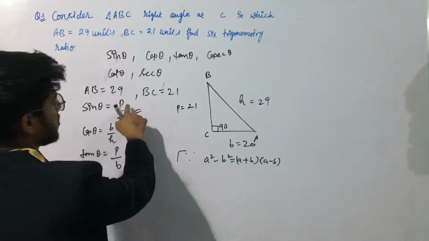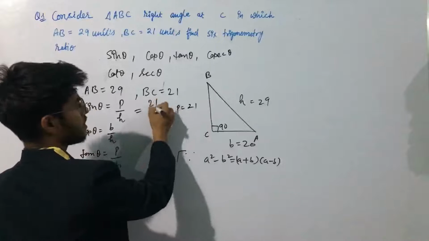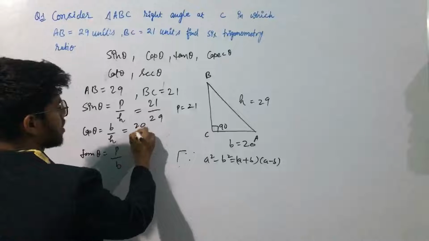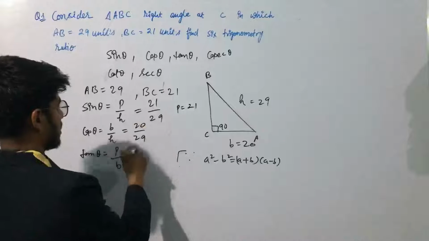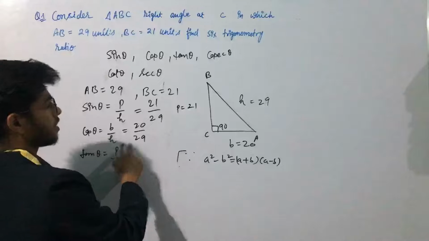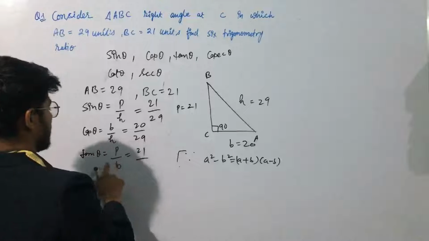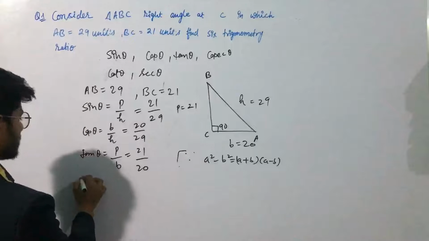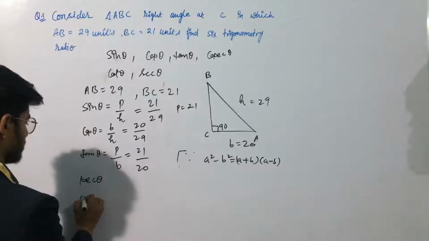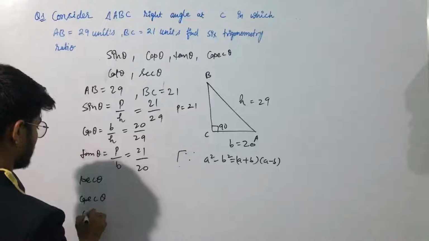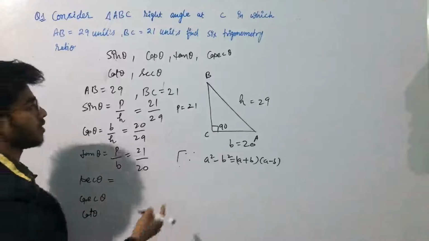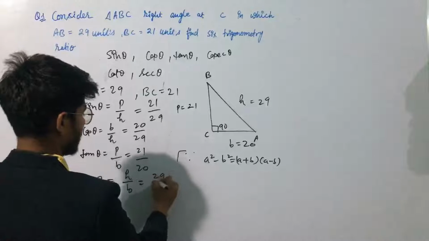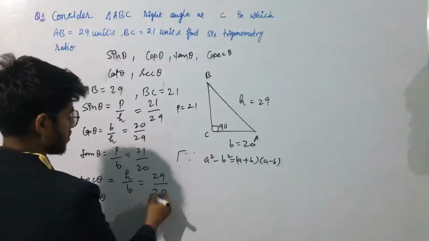So sin theta is equal to perpendicular upon hypotenuse: 21 upon 29. Cos theta is base upon hypotenuse: base is 20, hypotenuse is 29. Tan theta is equal to perpendicular 21 upon base 20. And the other 3 ratios: sec theta is equal to hypotenuse upon base, hypotenuse is 29, base is 20.